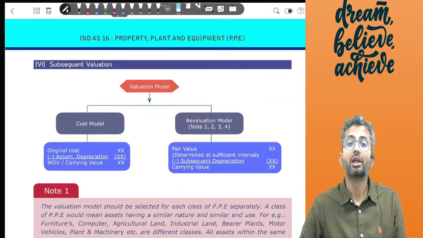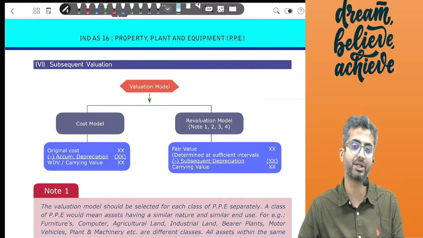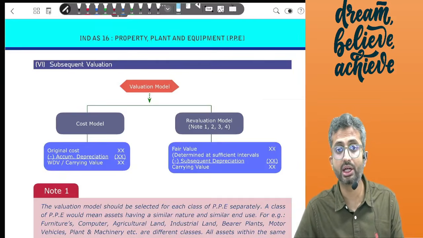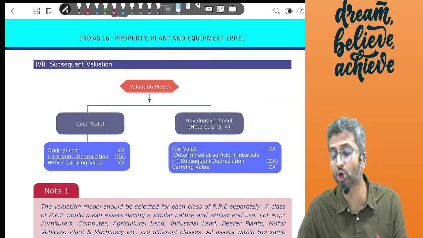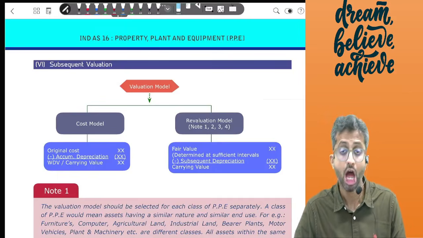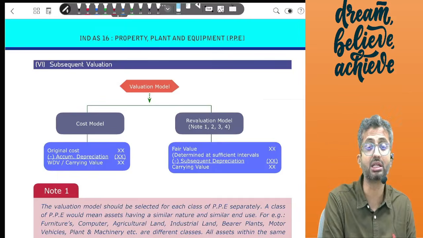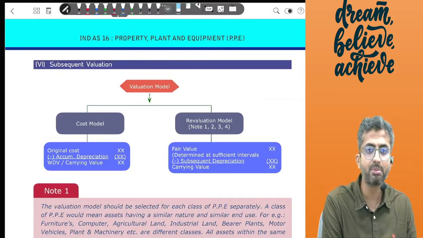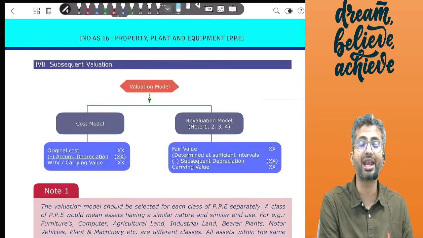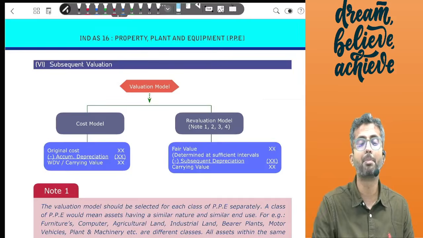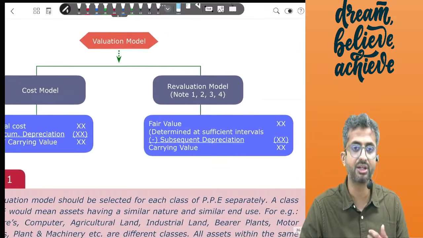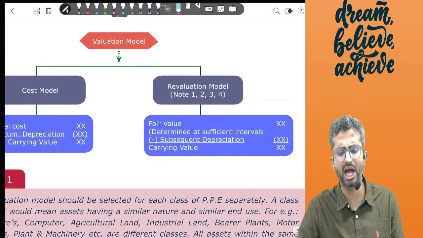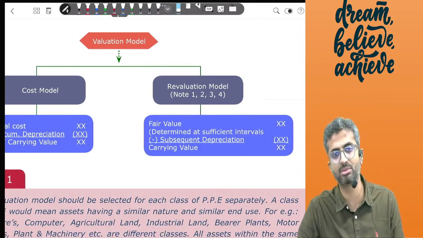Now, this poses a bit of a challenge, because is it necessary that if I decide to revalue one of my assets or one group of my assets like land and building, do I have to revalue every other asset? The answer is no. Well, why? Because the standard says that an entity is allowed to follow a particular valuation model for a class of PPE, and a class of PPE is defined as an item having a similar nature or a similar end use.